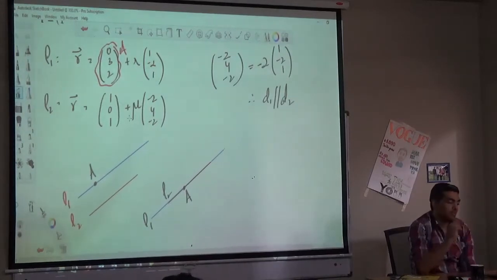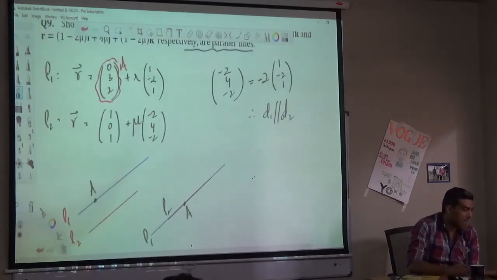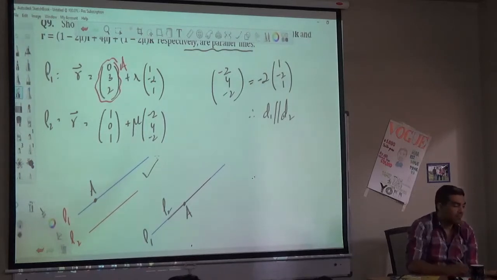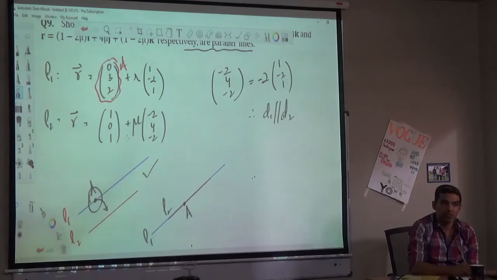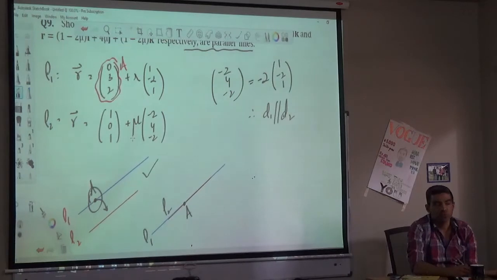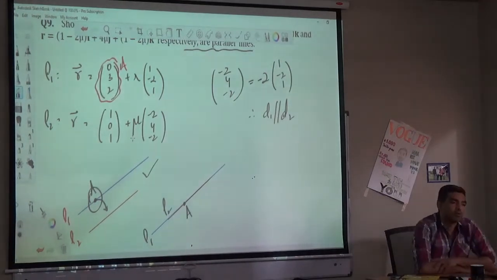So, in this question we have to show that the two lines L1 and L2 are parallel, which means we have to show that this is happening. If this is happening, then one fixed point on one line cannot lie on the other line. Which means if I were to plug point A into the parametric equation of line L2, I will not get the same value of mu throughout. It will show that point A does not lie on the other line, and hence both lines are separately parallel.